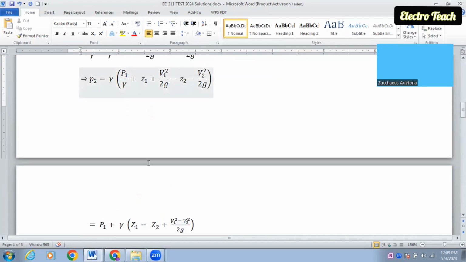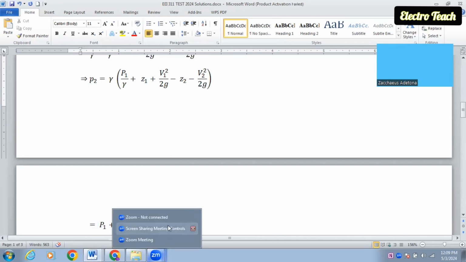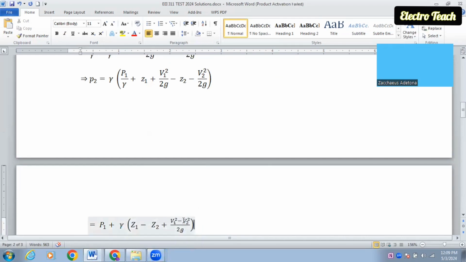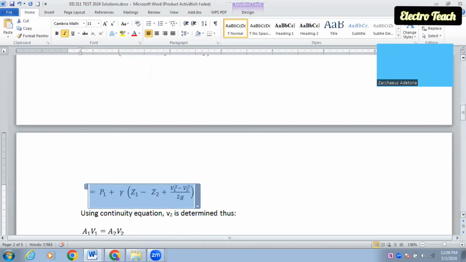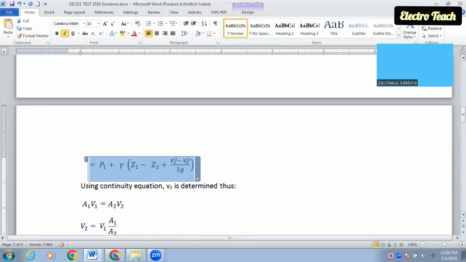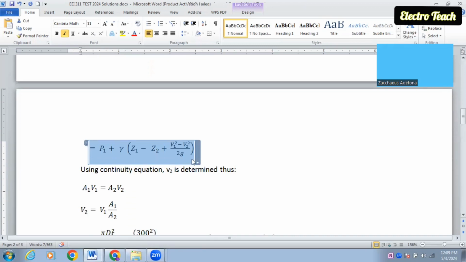And then we can rearrange this formula to get this. If we rearrange it, we can have P2 equals P1 plus gamma, bracket open, Z1 minus Z2 plus V1 squared minus V2 squared divided by 2G, as we have it here. So you can see this one is a simpler form of the formula that we have above. So we are going to utilize this. Now, looking at the equation here, we see that we still don't have the value of V2. We are given V1. But we can employ the continuity equation to determine V2 as follows.